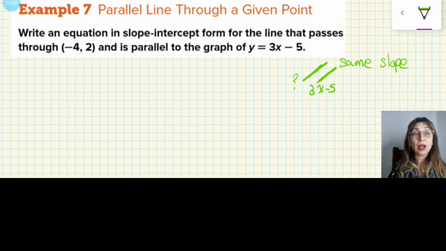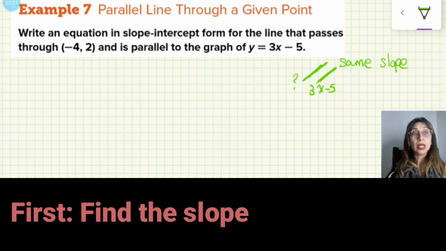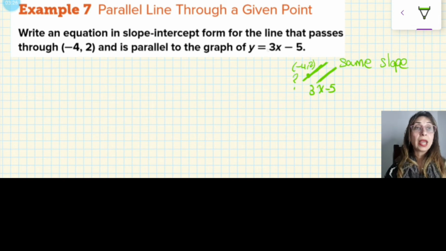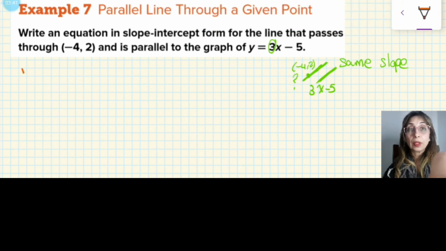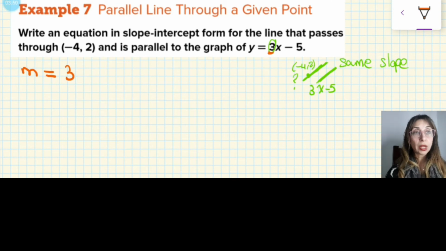The first thing I must have is the slope. How can I get the slope of the second line that passes through the point (-4, 2)? I will get it from the first equation, because the lines are parallel. This is the slope-intercept form of the first line, and from this equation I find the slope, which is 3. The slope of the second line will be the same, so m of the second line is also 3. Now I got the slope.